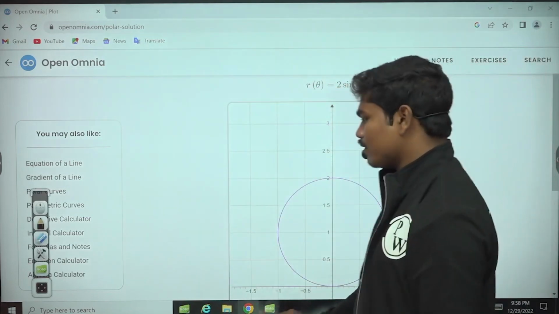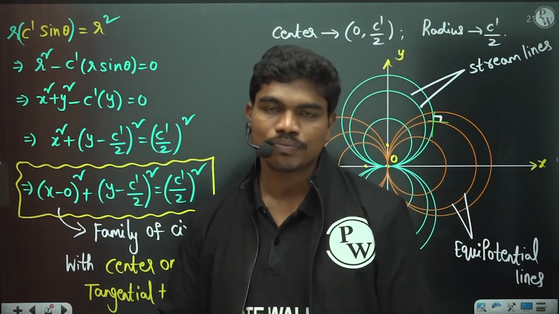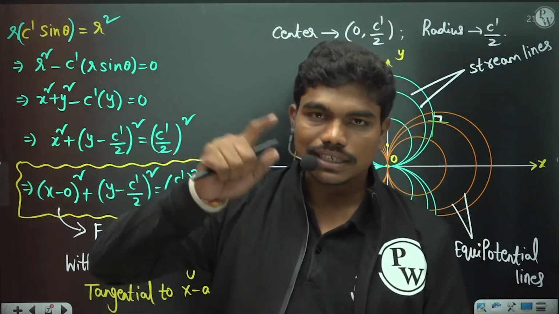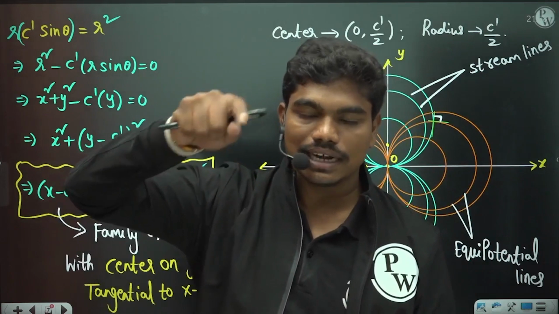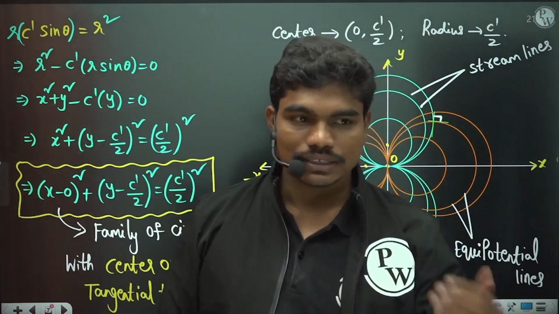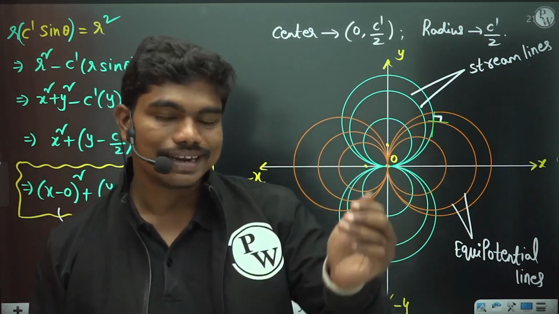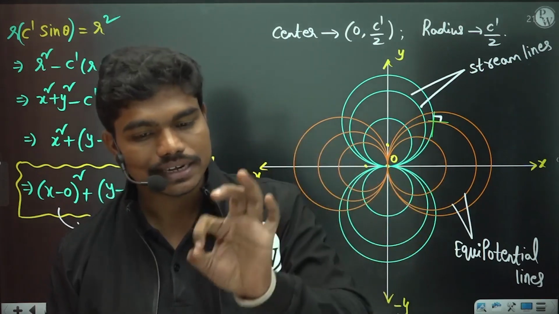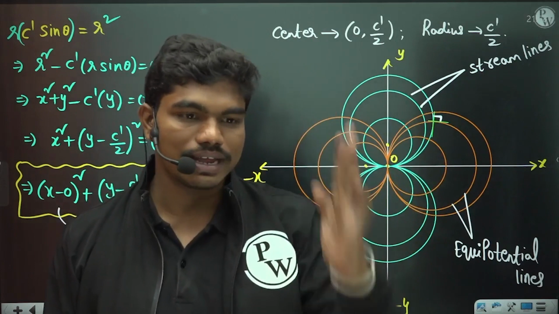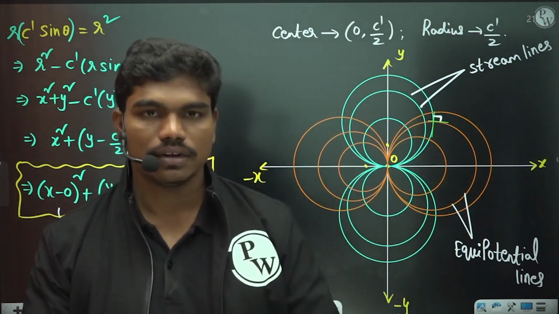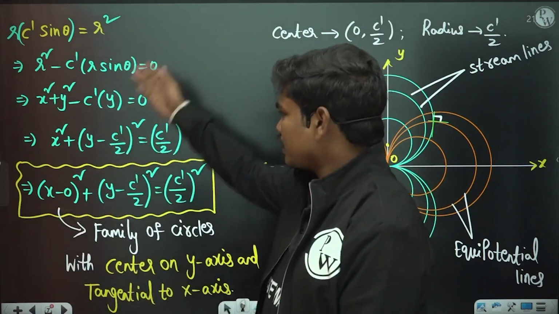Okay, so that's how I know that whenever r is equal to some constant into sin theta, the circle will have its center on the y axis and be tangent to the x axis. Similarly, if r is equal to some constant into cos theta, then in such a case the circle will have its center on the x axis and be tangent to the y axis. Clear? This is a simple thing that we know because I have done this many times.